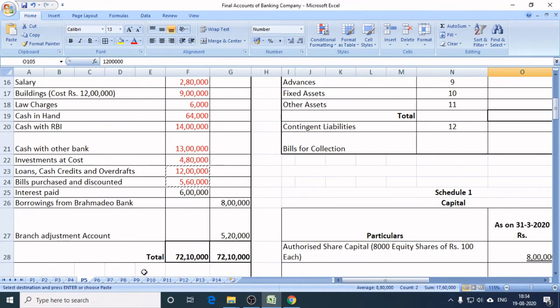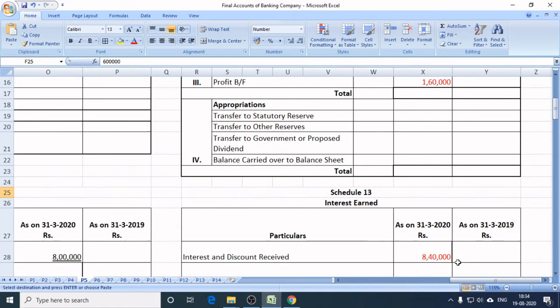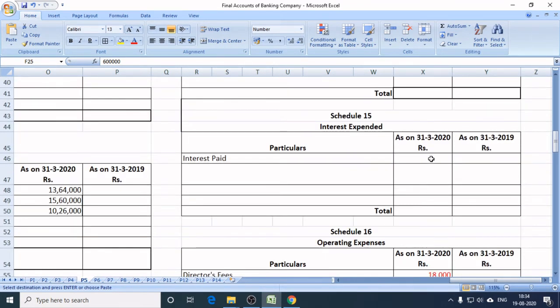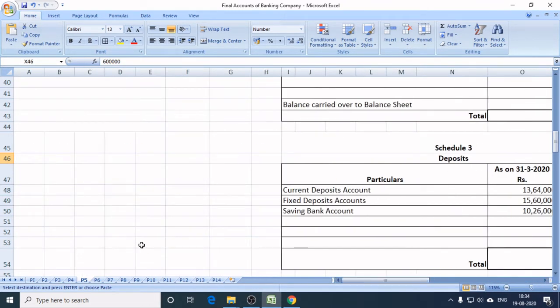Okay, the next is we have interest paid. It has a debit balance and it is an expense of the bank, an interest related expense, and for recording interest related expenses we have schedule number 15, interest expended. So show it here, 6 lakh rupees under schedule number 15, interest expended.